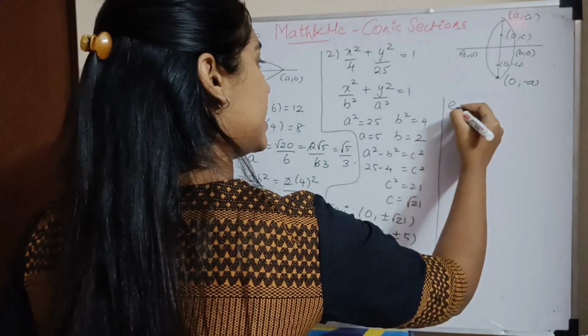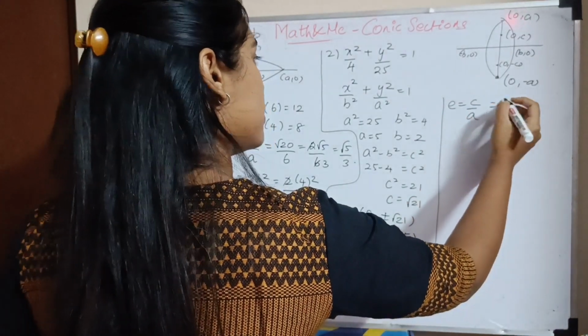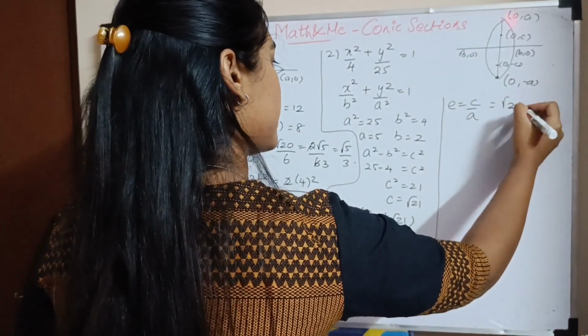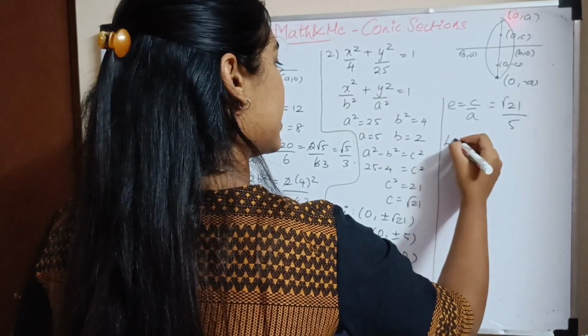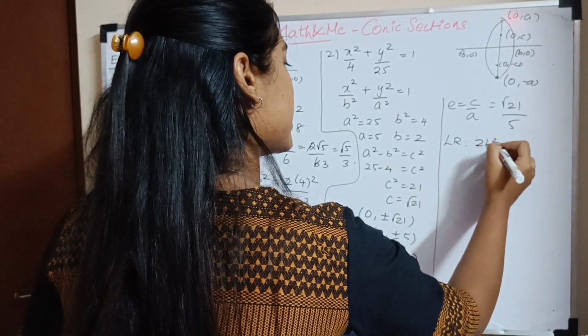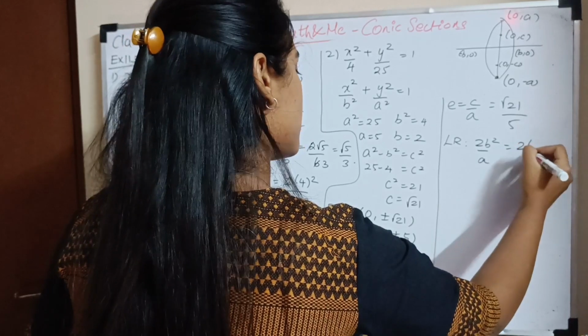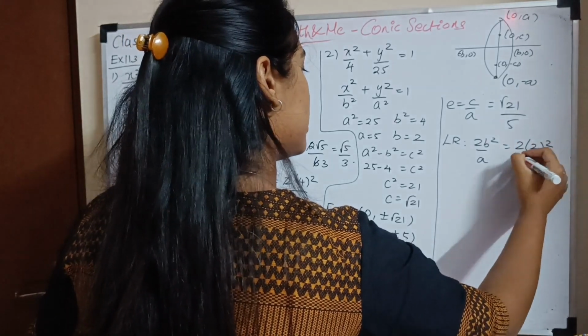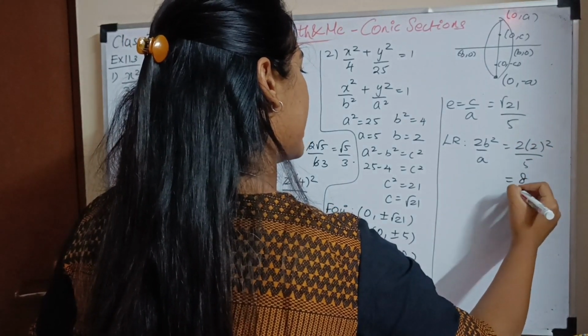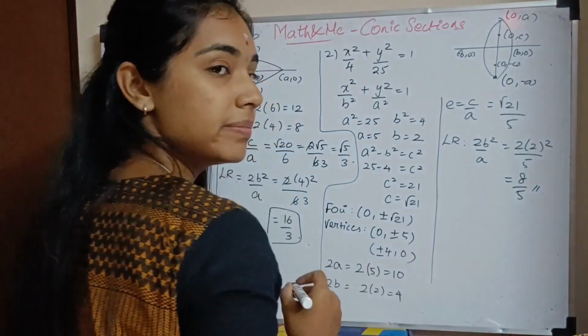Eccentricity: e equals c by a, which is root 21 divided by 5. Latus rectum is 2b square divided by a, which is 2 times 2 square divided by 5. So I have 8 divided by 5. Okay.